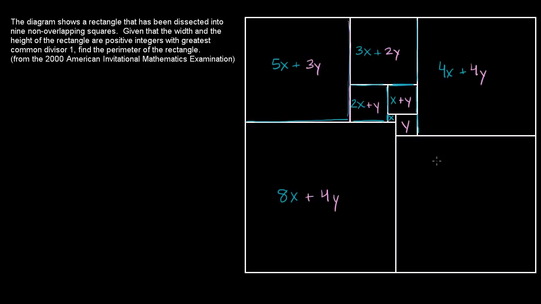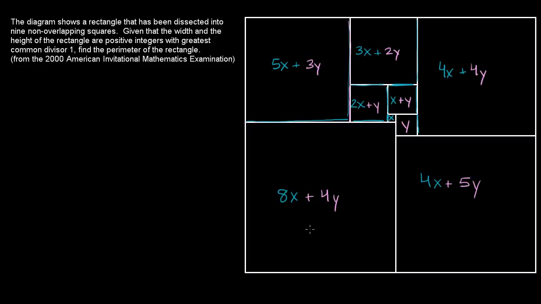And then finally we have this square right over here. Its dimensions are going to be the y plus the 4x plus 4y. So that's 4x plus 5y. 4x plus 5y.